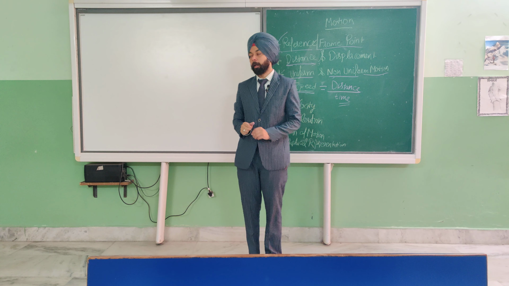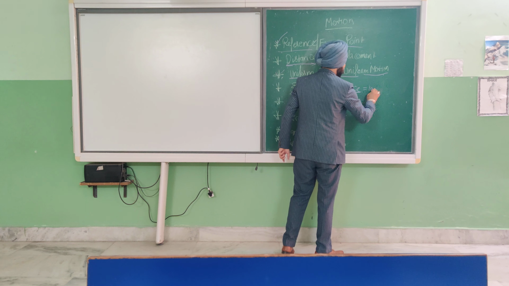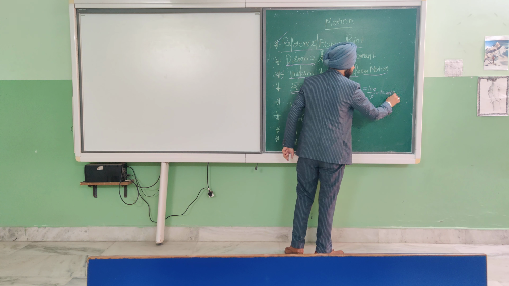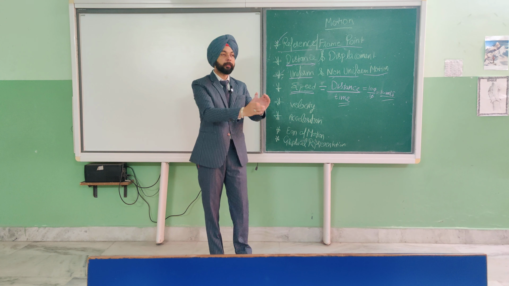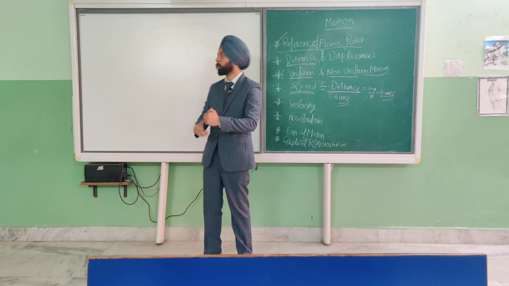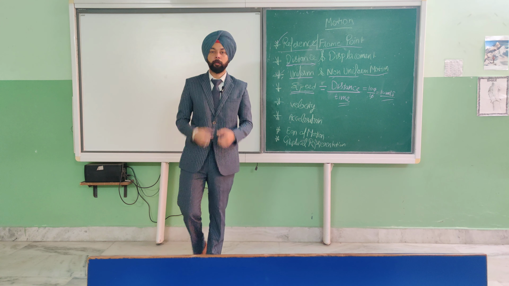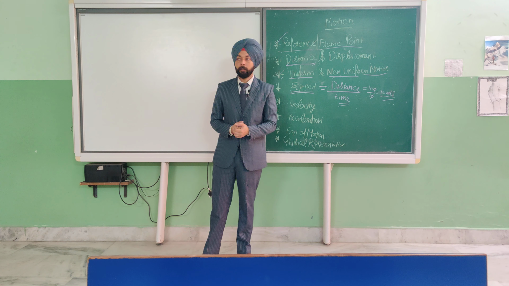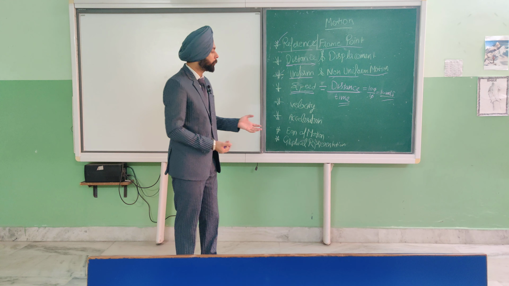Suppose anybody covers 100 meters in 10 seconds, his speed is 10 meters per second. How much distance is covered, and in how much time? What do we call the ratio? Speed is the ratio of the distance to the time, or we can say how much distance is covered by a body in how much time, it is the speed.